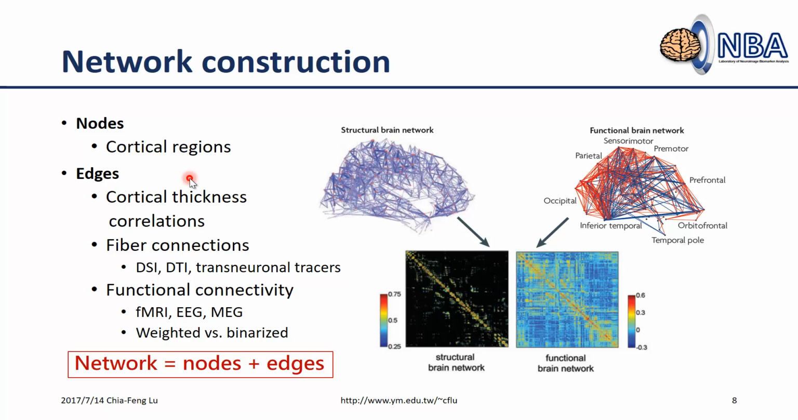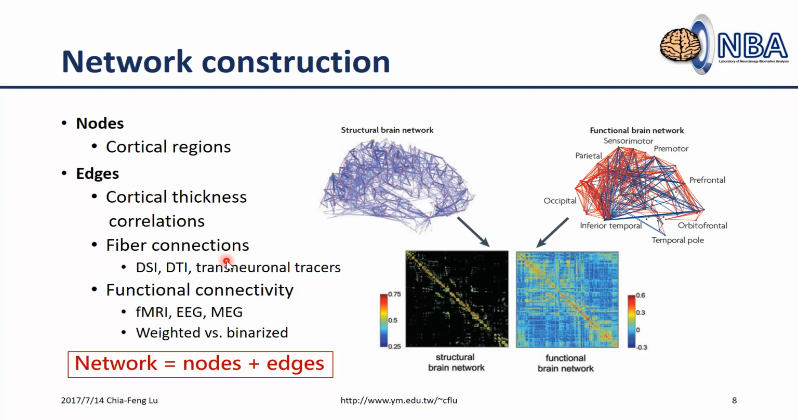To estimate the edges in our brain, you can employ different imaging techniques. You can estimate this by using structural imaging, or you can use some kind of fiber tractography approach, so that we can reconstruct the structural connections, the fiber bundles or neuronal axons. You can use DSI, DTI, or even some transneuronal tracer. You can just find out what the structural or anatomical connection is.